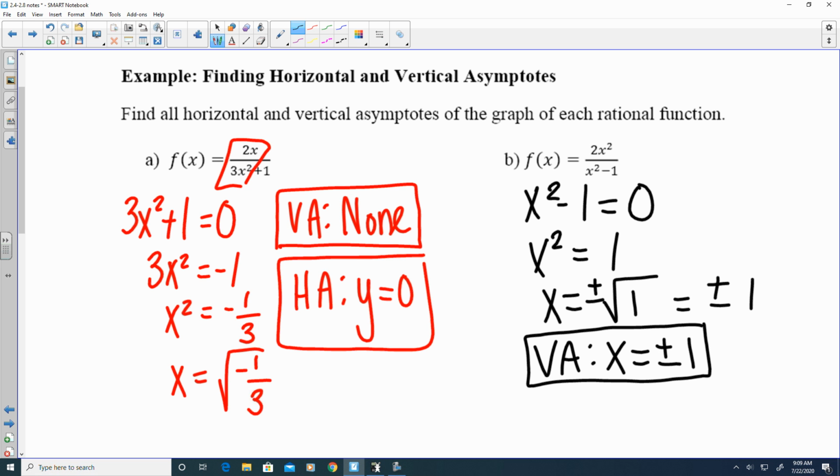And then horizontal asymptotes, we compare the power of the top to the power of the bottom. Since those two powers are the same with a degree of 2, then we divide the coefficients. Top coefficient is 2, the bottom coefficient is 1, so our horizontal asymptote is 2.